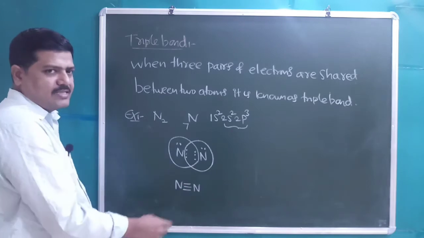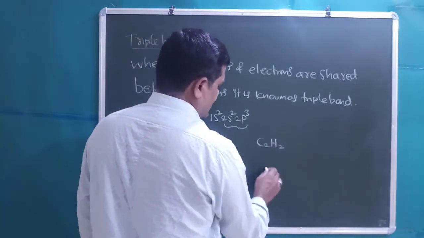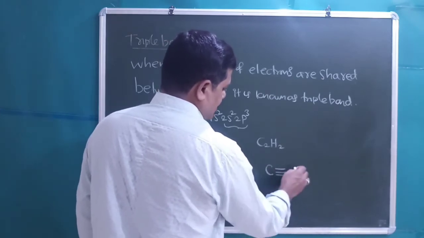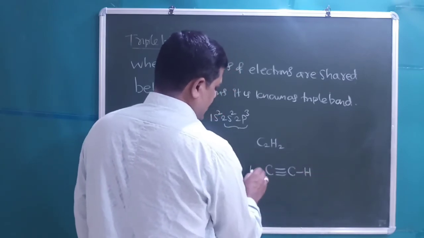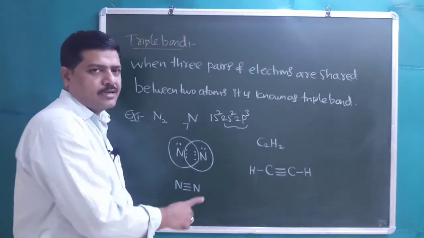One more example, acetylene, C2H2. Carbon valence is 4. There is a triple bond between the two carbon atoms, and single bonds with hydrogen. Students, this is about the types of covalent bonds.